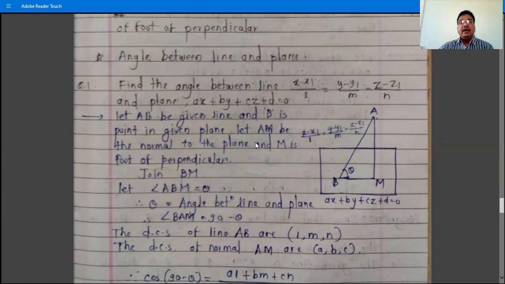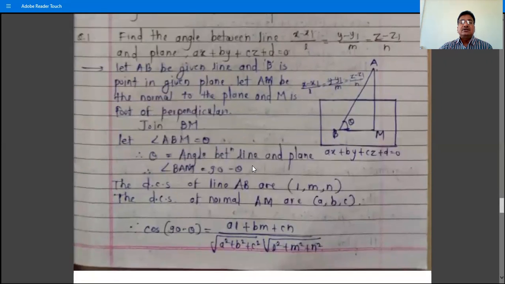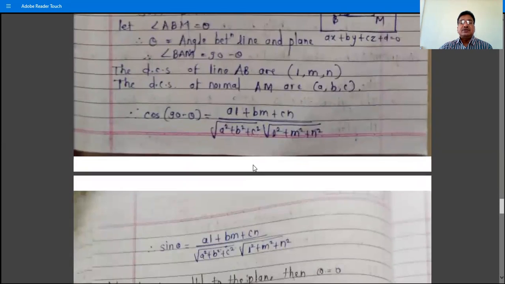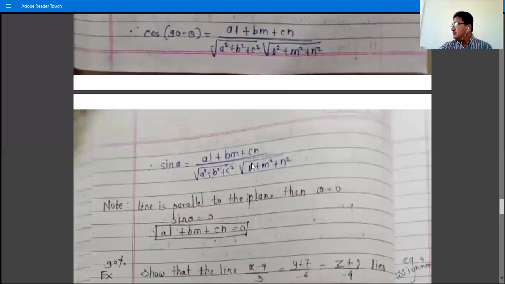Then next topic is angle between two planes, and the angle between two planes is nothing but the angle between their normals. Means angle between two planes is nothing but the angle between two lines. And so the formulae for angle between two lines are again the same formulae, that cos theta is equal to L1 L2 plus M1 M2 plus N1 N2, and cos theta in terms of direction ratios is what? A1 A2 plus B1 B2 plus C1 C2 divided by root of that.